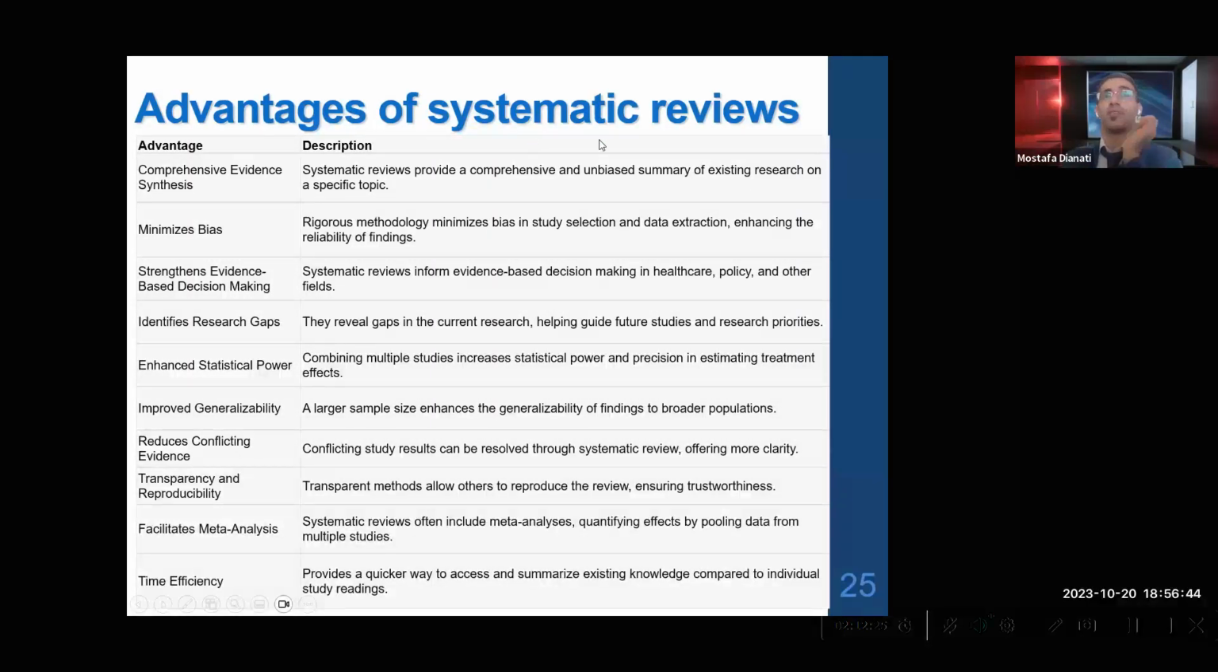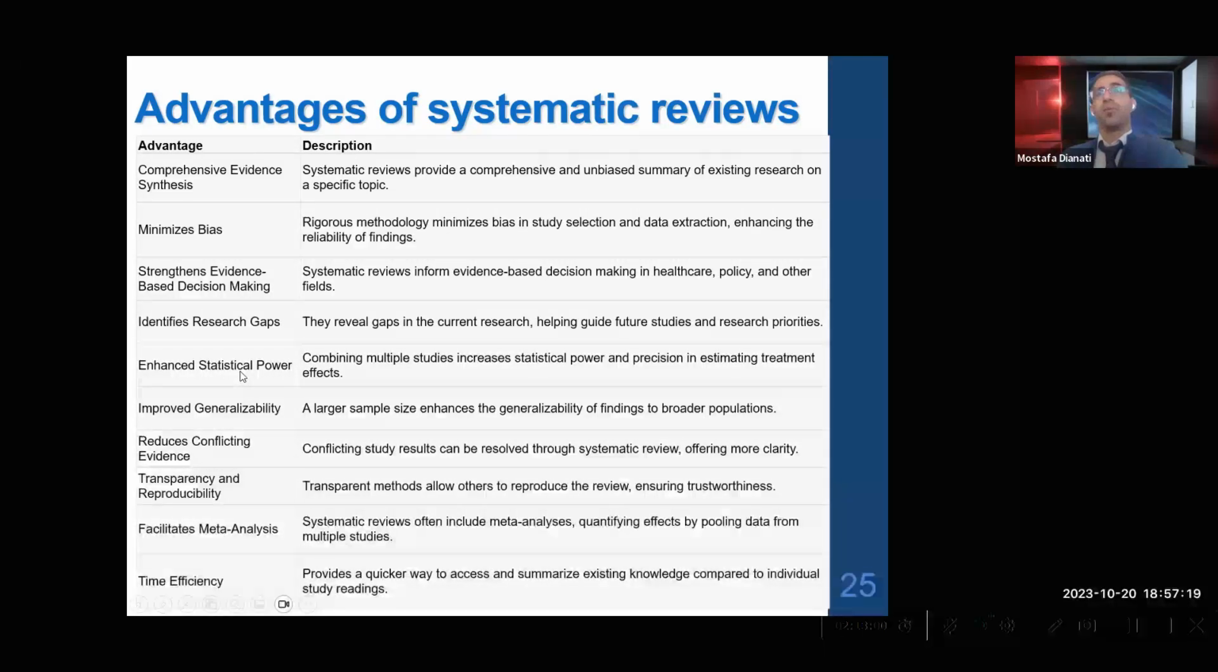Here are some advantages of systematic reviews. A really perfect tool for comprehensive evidence synthesis. Minimize biases, because we are not controlling exposure, and we are not at risk of selection bias, information bias, recall bias, and so on. Then we can identify research gaps. As I said, there are lots of discrepancies between the previous studies, and we are going to address one specific question.